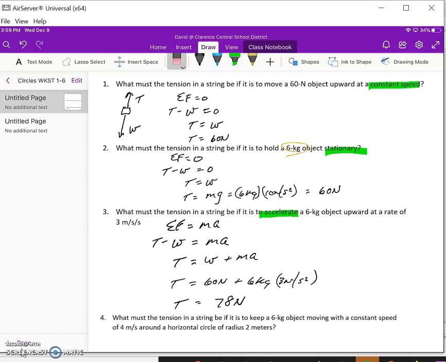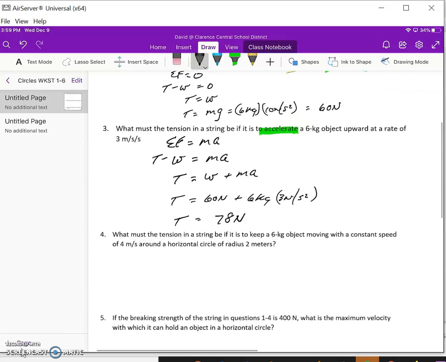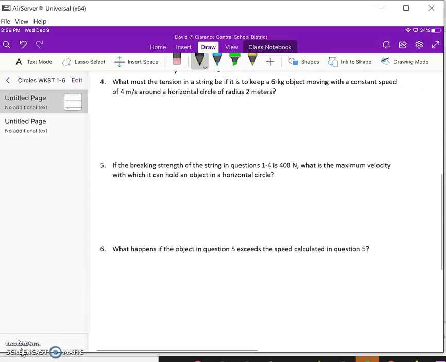So in question 1, tension's job is to get the object moving at a constant speed. Tension's job in number 2 is to hold the object stationary. Tension's job in number 3 is to accelerate this thing upwards. Tension's job in number 4 is to keep the object in a circle. We've had the keywords constant speed, stationary, and acceleration. As soon as we see a circle, then automatically the sum of the forces equals mv squared over r. Now it's a horizontal circle.